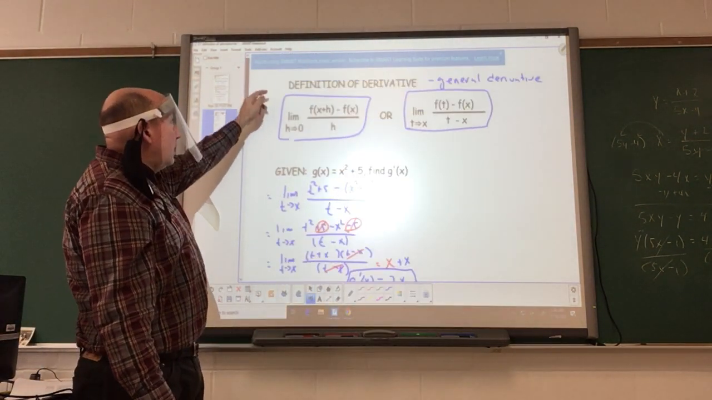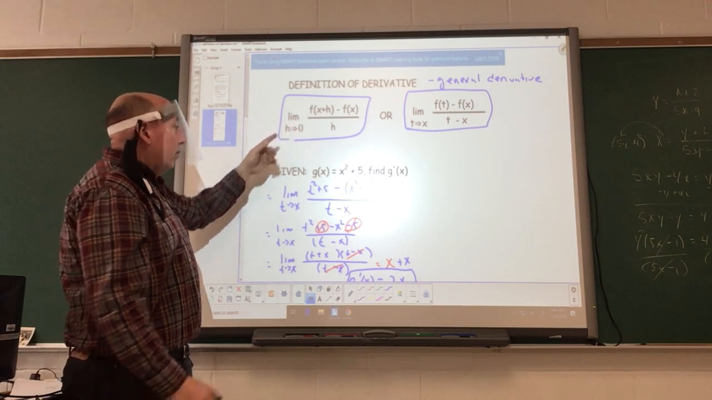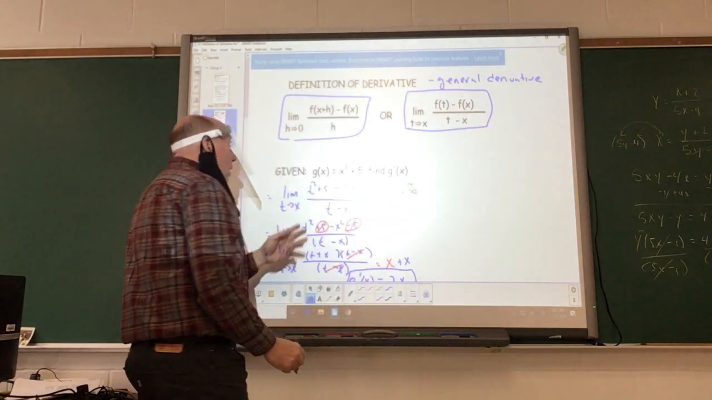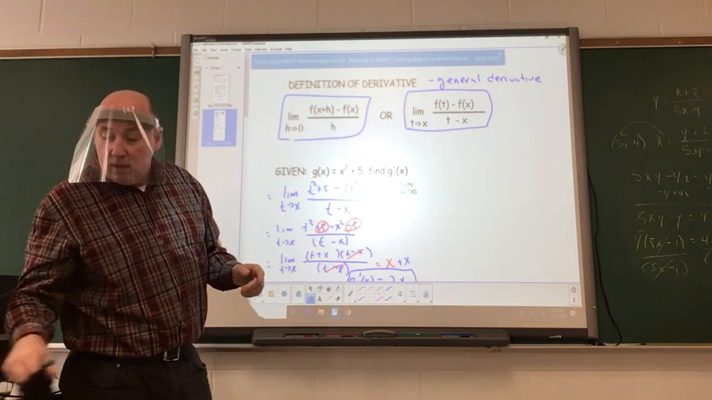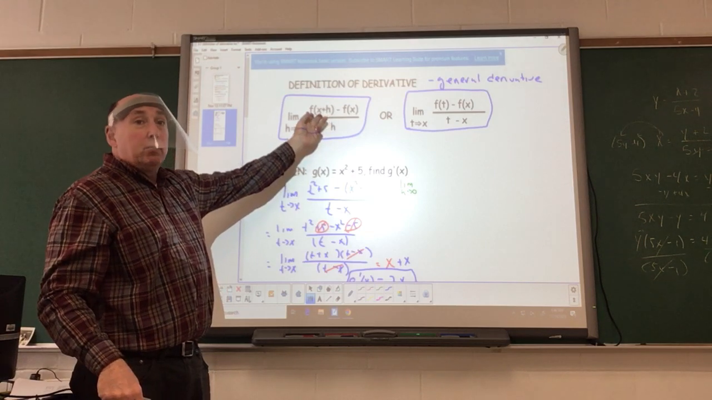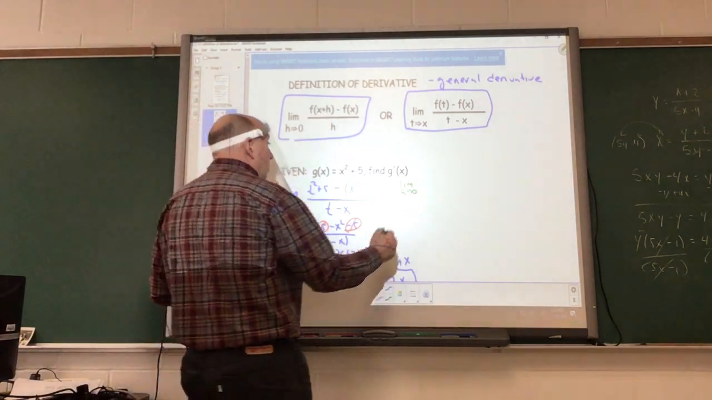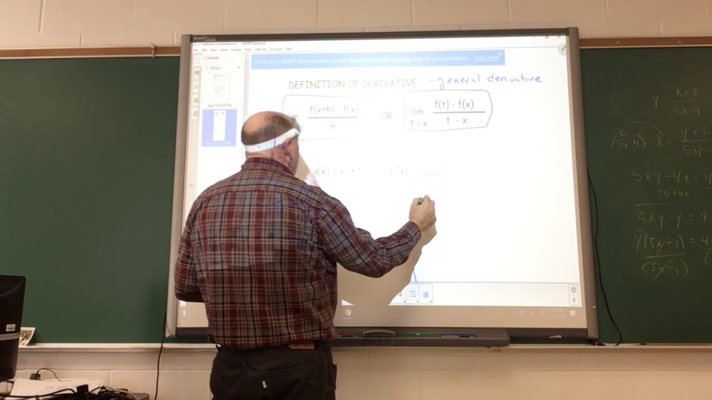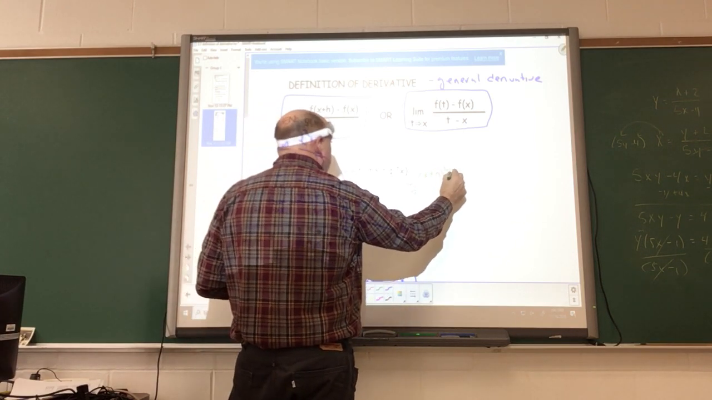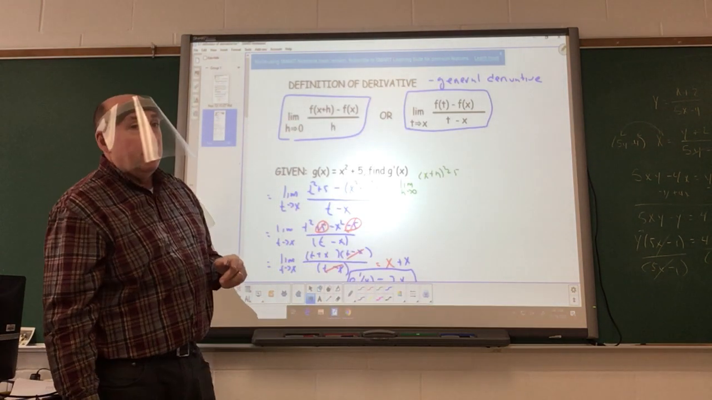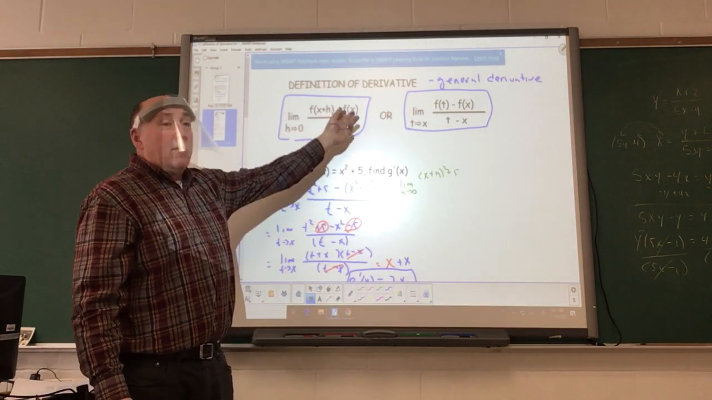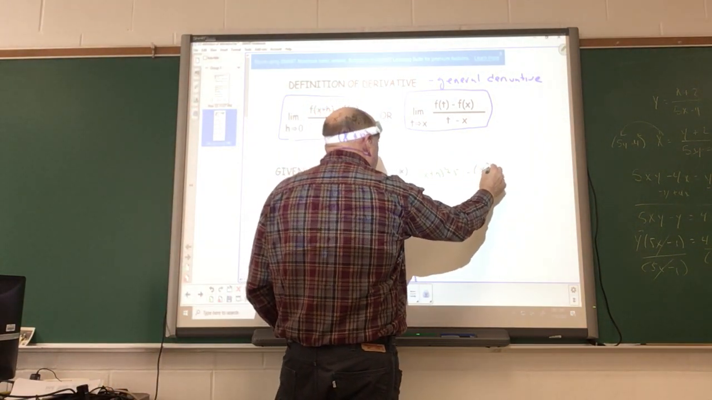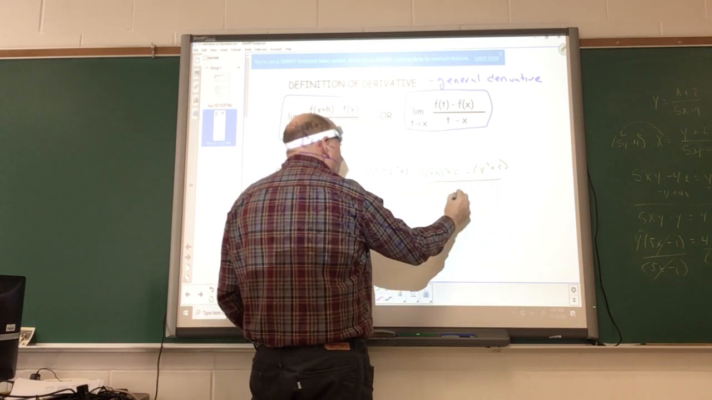Now if we use the other technique, the difference quotient up here, we have the limit as h approaches 0 of my function being evaluated at x plus h. So we have (x plus h) squared plus 5, minus my function, which is x squared plus 5, all over h.